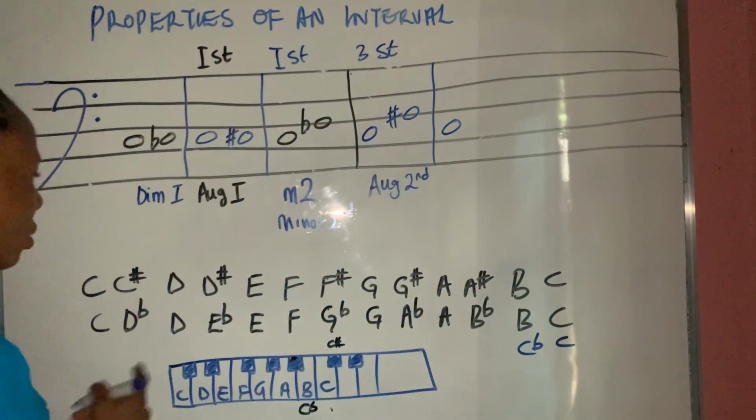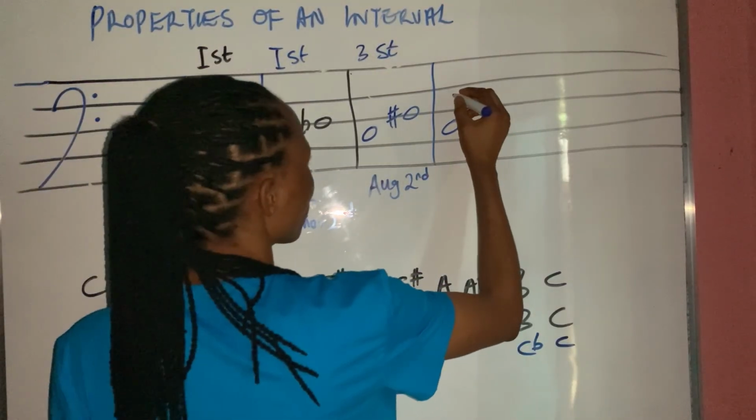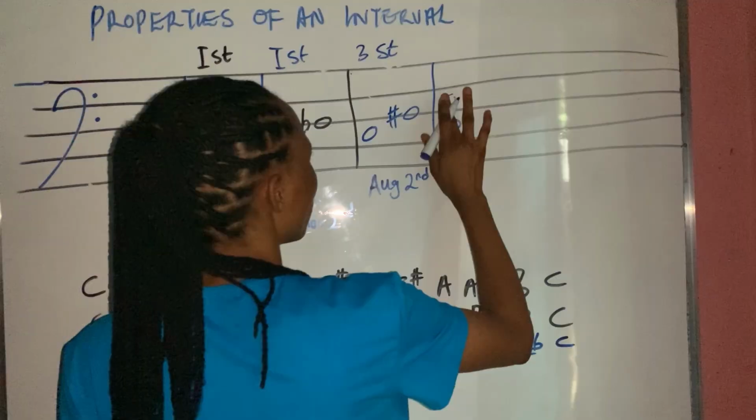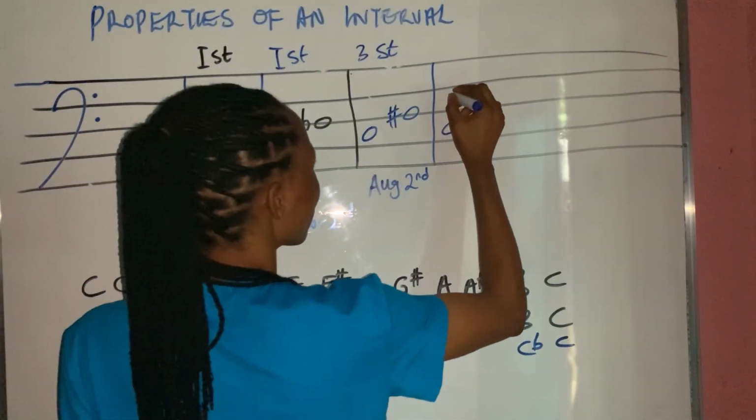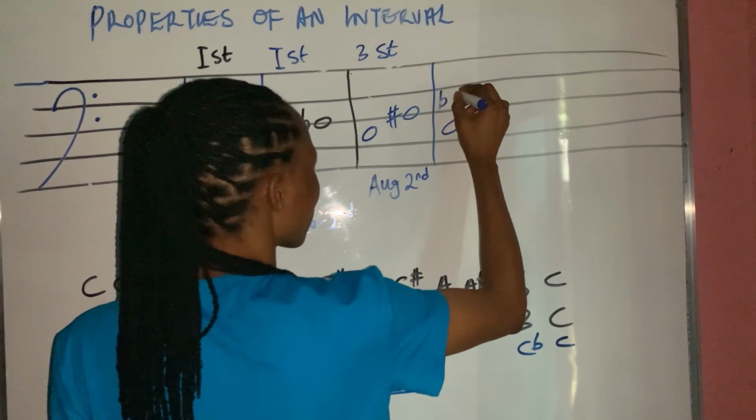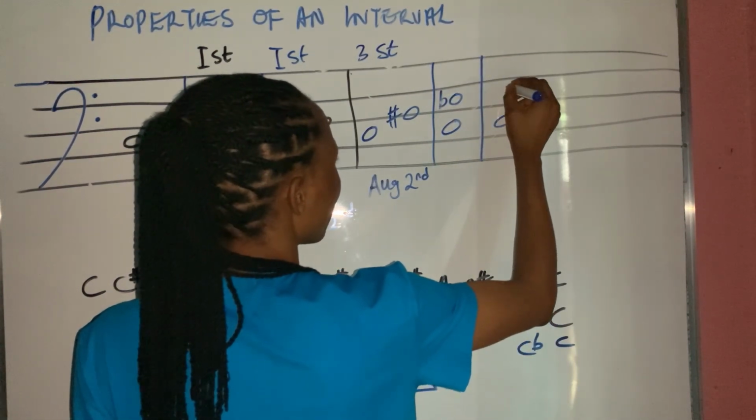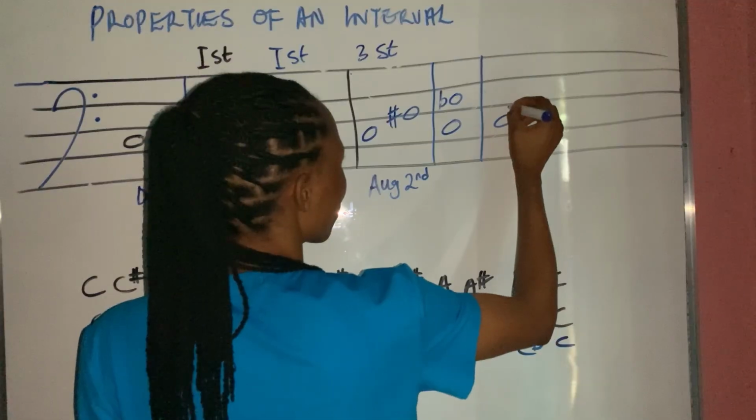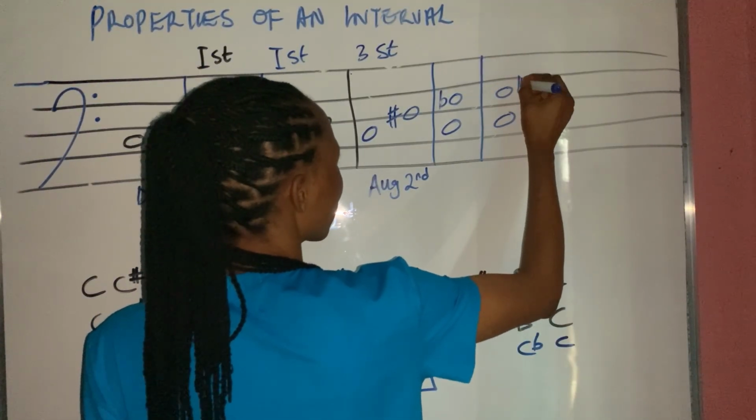Okay, now let's look at C to, we are done with C to D. Now let's look at C to E. No, we have already done E, which was a major third. Now let's look at C to E flat, and also look at C to E sharp. And which note is E sharp?